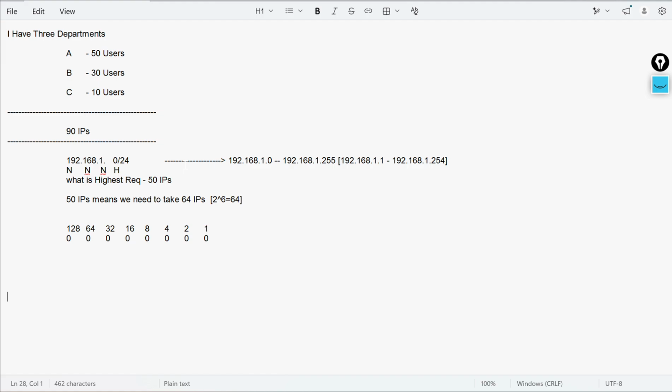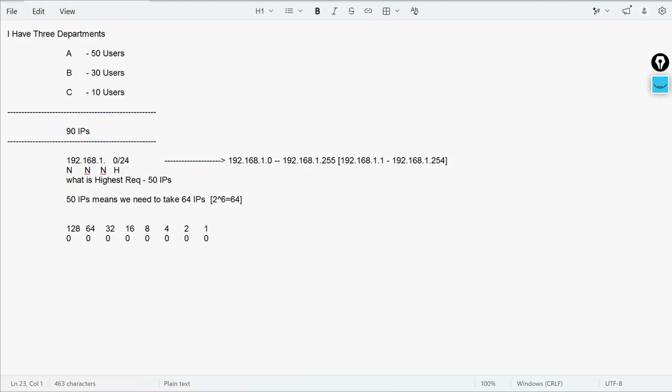Because we are doing subnetting on class C. In class C, the first 3 portions are the network portion. The last portion is the host portion. In the host portion, we have 8 bits. First open these 8 bits and write values like 1, 2, 4, 8, 16, 32, 64, 128.